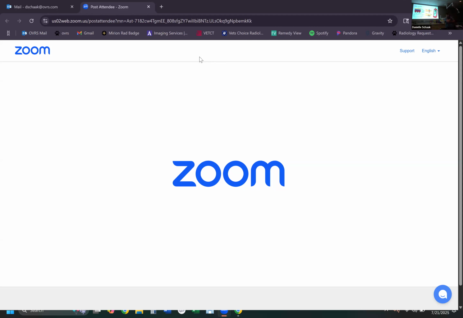It's so accurate. So the way that the pulse ox works, just a little bit of background: it emits two wavelengths of light, 660 and 940. So the 660 is in the red wavelength, and the 940 is in the infrared wavelength.